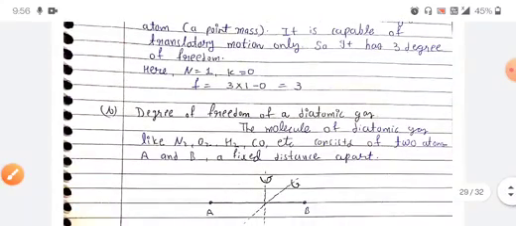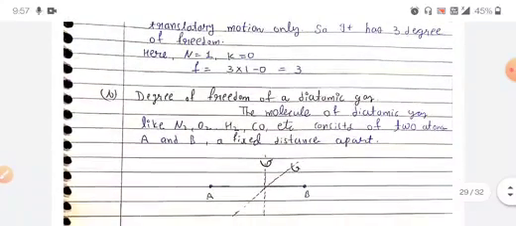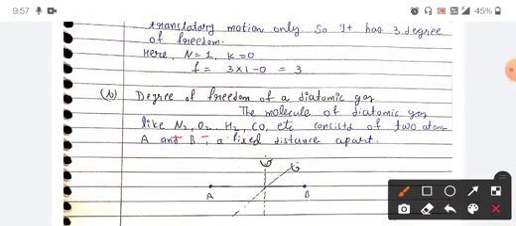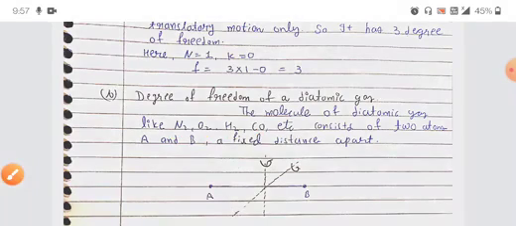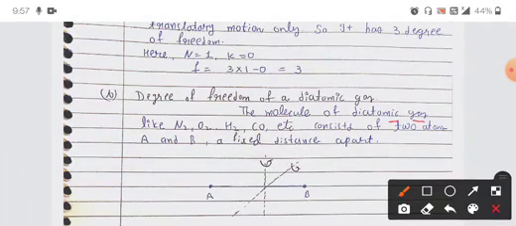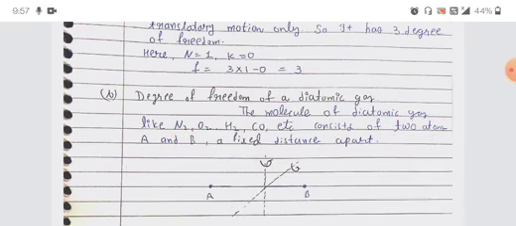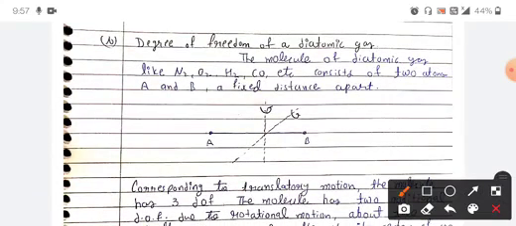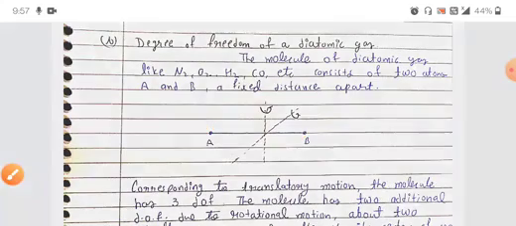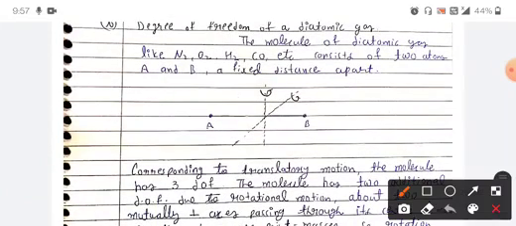Now the degree of freedom of a diatomic gas, which are having 2 atoms, like N2, O2, H2, CO. That means 2 atoms in one molecule, not 2 molecules. So the molecule of a diatomic gas like N2, O2, H2, CO, etc. consists of 2 atoms A and B. For example, this is N and this is also N, then this is N2, at a fixed distance apart. The distance between these 2 atoms is fixed.